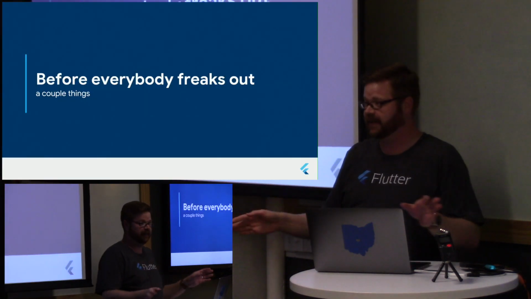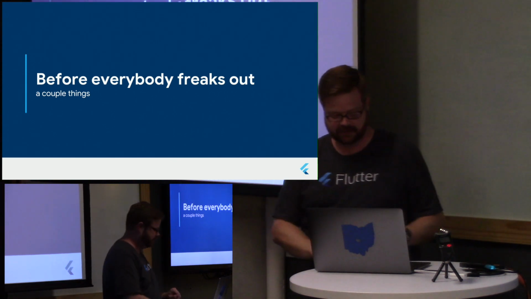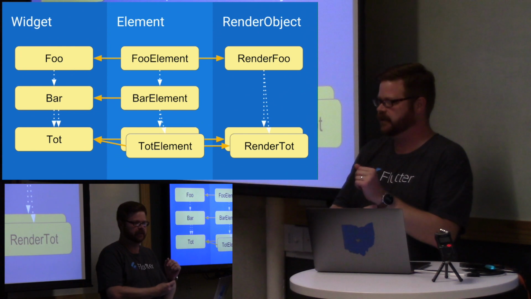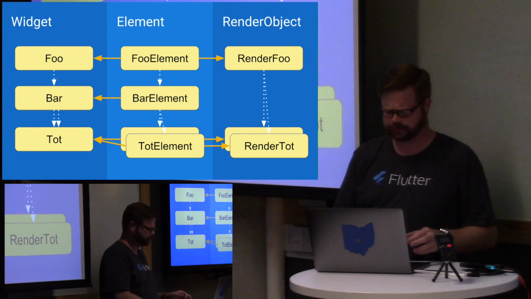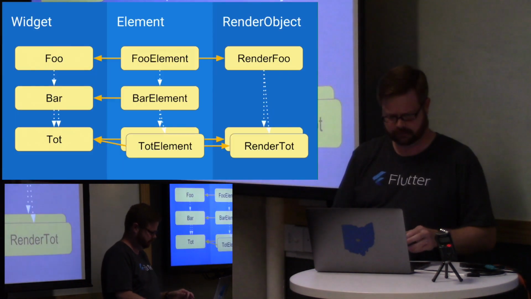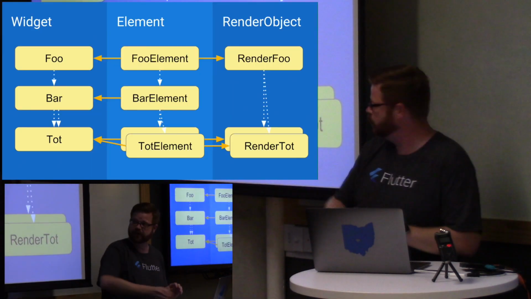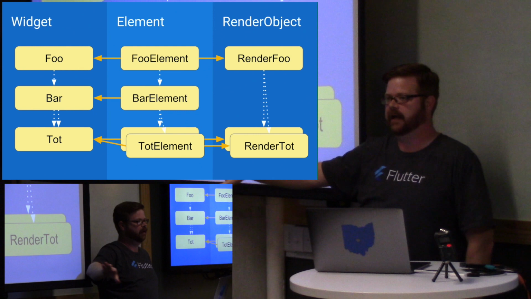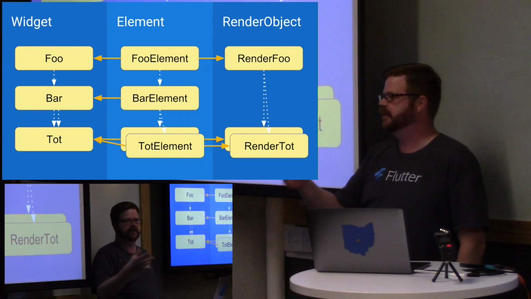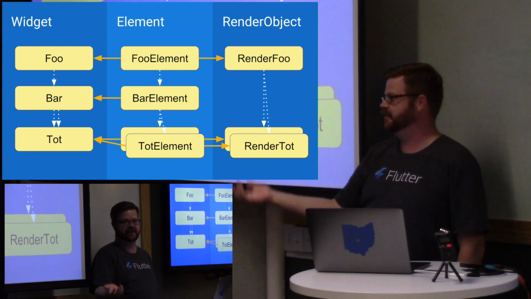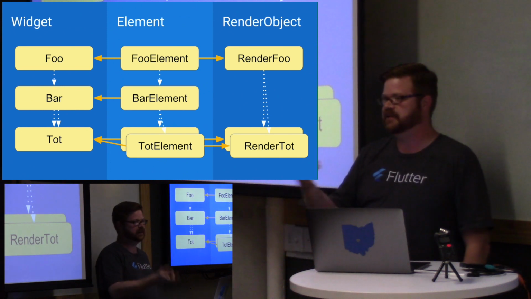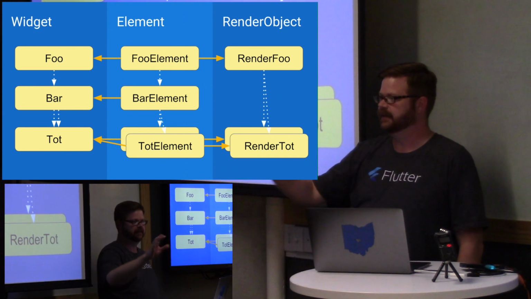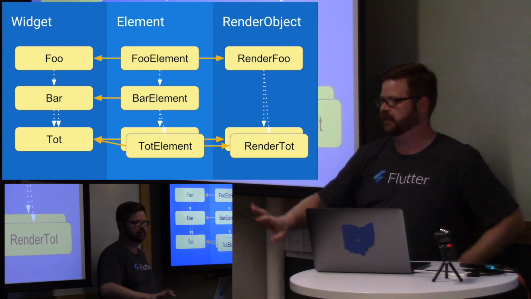So before everybody freaks out, a couple things. Most of the time, you don't have to think about this whole tree. It's handled for you. You'll be thinking only about the widget layer and not so much about the element or render layer, because you will probably be building things out of widgets that already exist and do the actual rendering for you. If you're using a text widget to render some text, you don't have to really think about how the text is rendering. There's an element and a render object that do that for you.